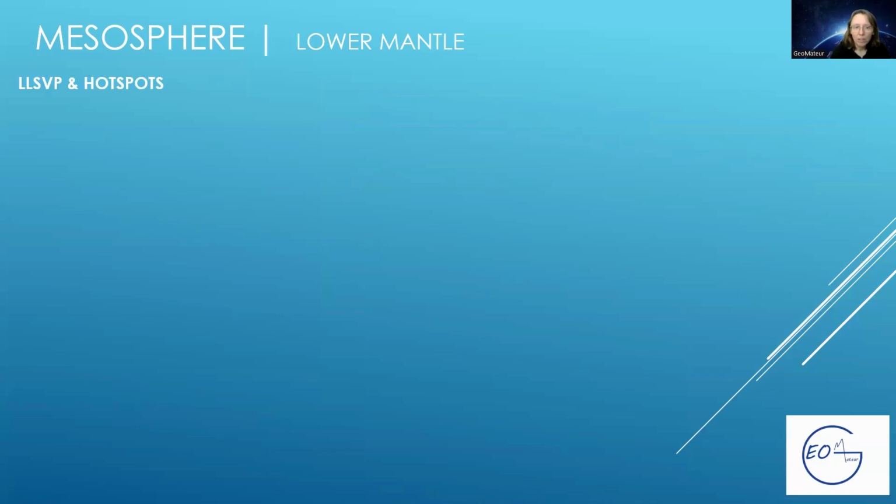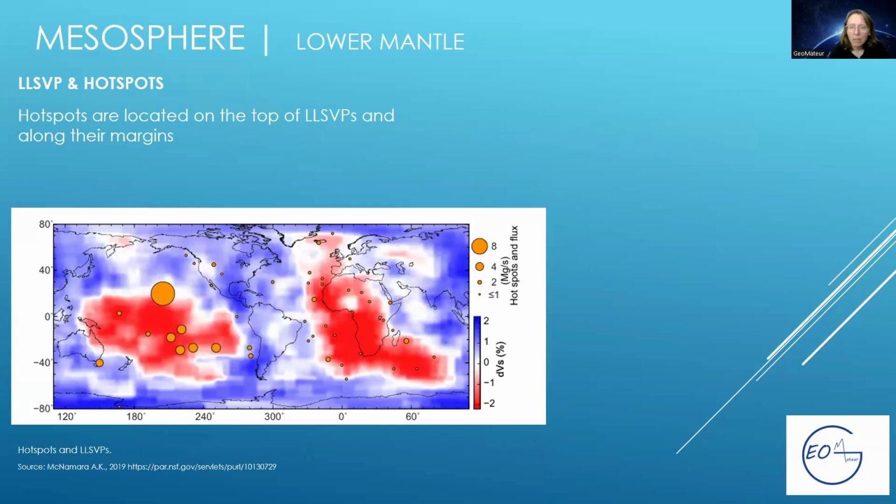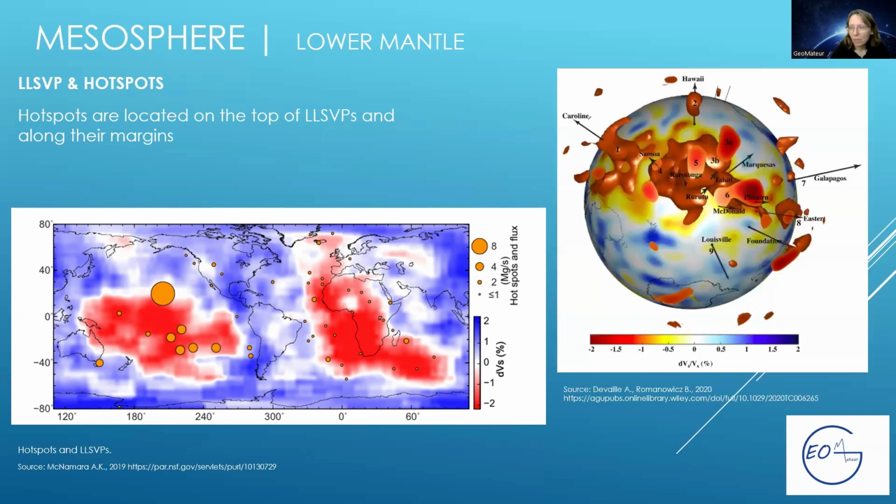Large low shear velocity provinces are connected with the occurrence of hotspots. The hotspots are located on the top of the provinces and along the margins, which is represented on this figure, and this is also visible in the very nice cartoon.